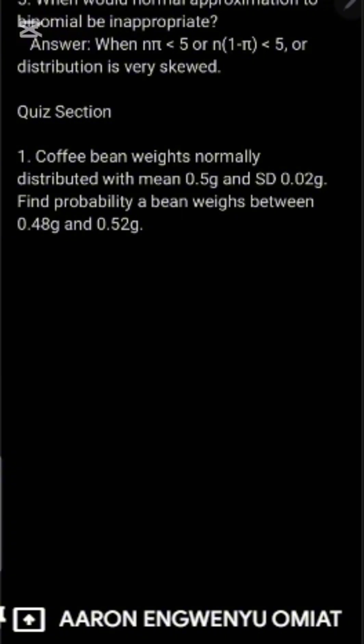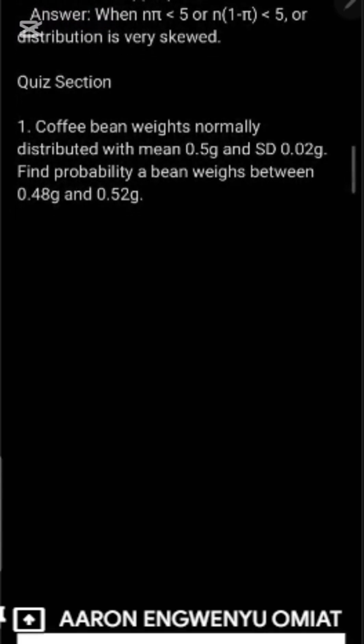Should I give the steps and then you calculate? Coffee beans weights are normally distributed with a mean of this and standard deviation of that. I want the probability that a bean weighs between 0.48 and 0.52 grams. I'll do this first number, so let's pay attention so that you are able to do the next numbers. Whenever you hear normally distributed, the first thing is to write down the mean. Our mean is 0.5 and our standard deviation is 0.02. At times you may be given variance, but standard deviation is the square root of variance.